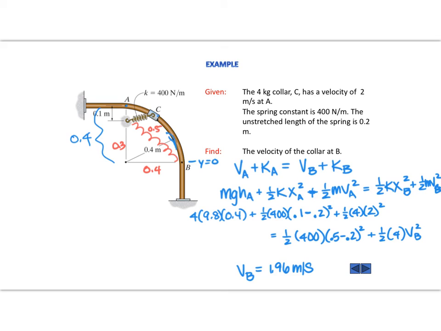The hardest part about this one is figuring out what the proper x is to use for the spring, and also seeing how everything is oriented and what it's going to look like when the collar slips down to point B.